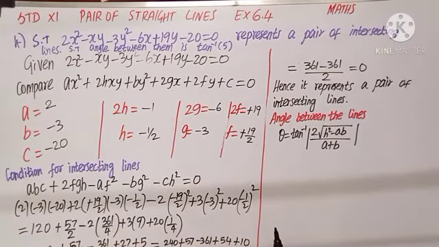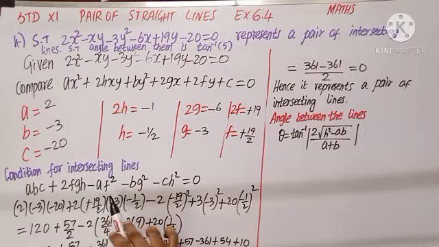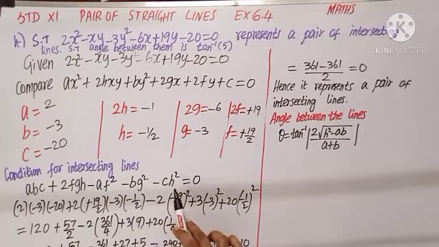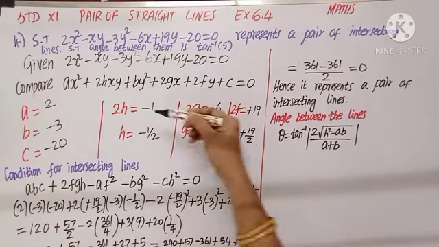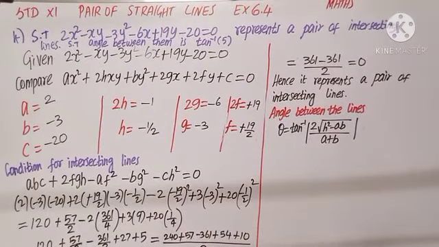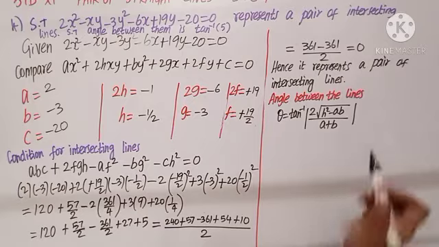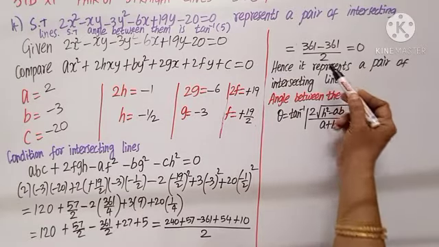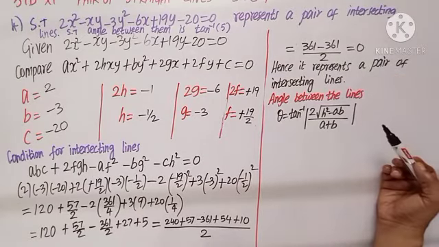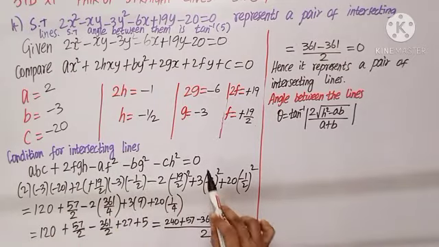Remember the condition. For intersecting lines, it is abc plus 2fgh minus af square minus bg square minus ch square equals to 0. As we substitute the values from the given equation, take LCM and simplify, we arrive at 361 minus 361 by 2, that is 0. So, we have shown the given result to be 0.